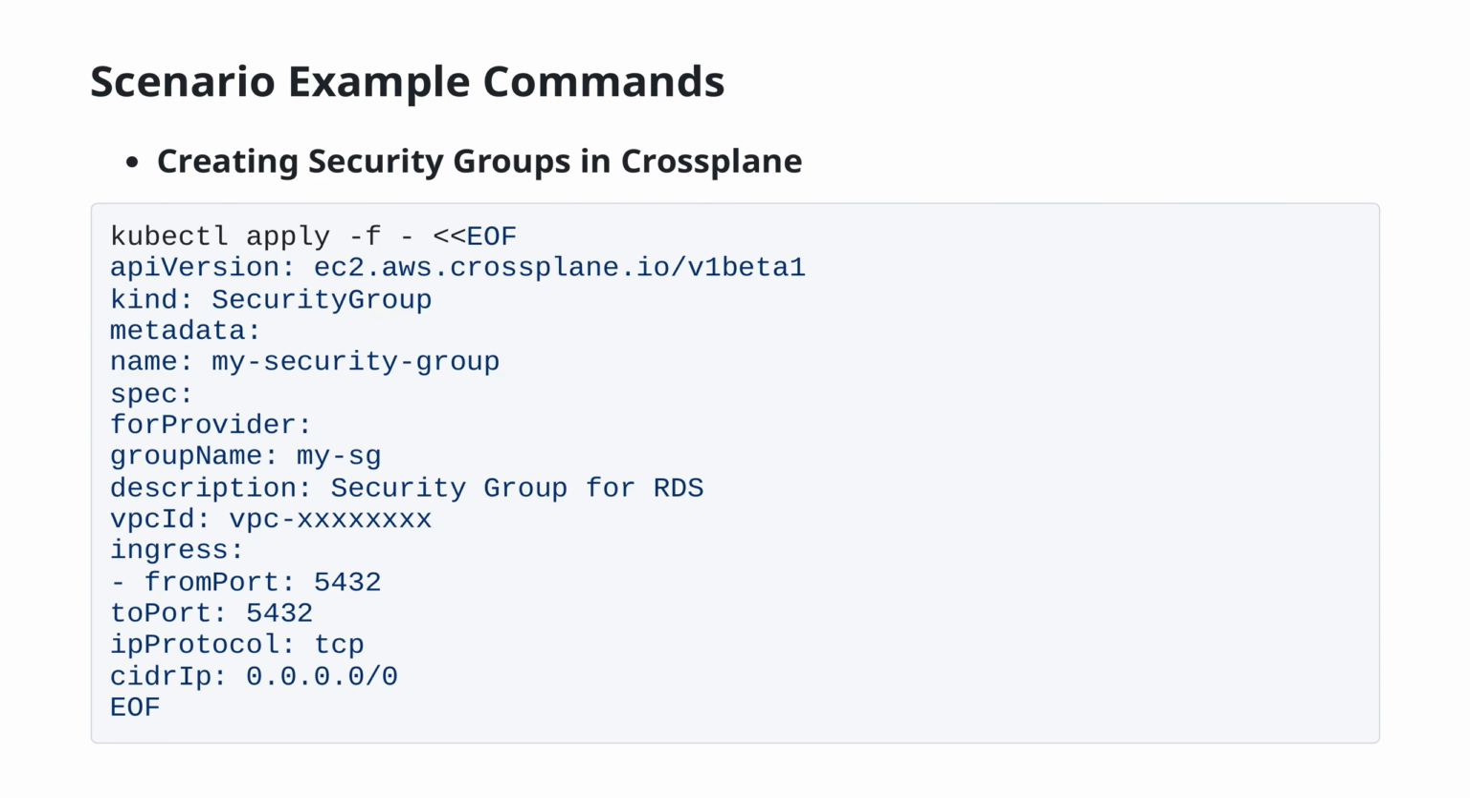In this slide, we're looking at a practical example of how to create security groups in Crossplane for securing connections, particularly for resources like RDS. The command shown here is a kubectl apply -f command that creates a security group through Crossplane. The YAML manifest specifies details for the security group. We define the API version, kind, and metadata to indicate it is a security group.